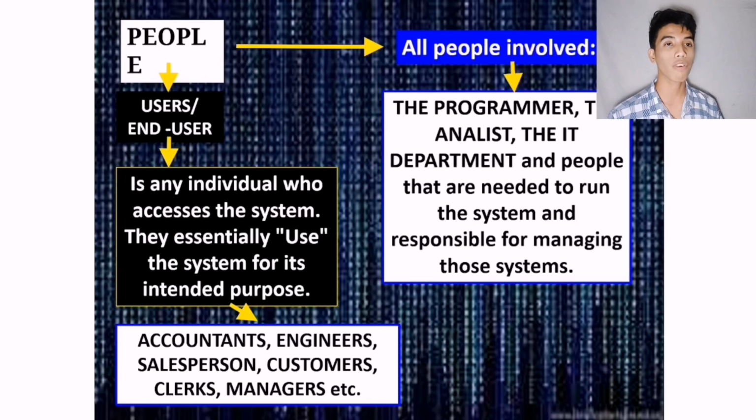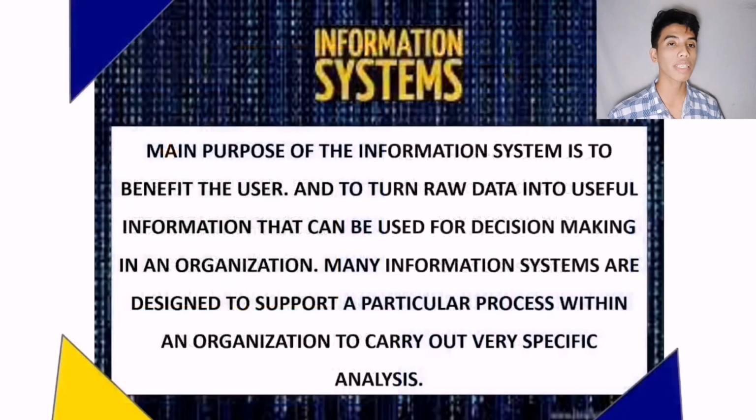It's all the people involved and responsible for developing and operating the information system. It's the programmers, computer operators, the analysts, the IT department, the people that are needed to run the system, and the procedures they follow. Information systems allow users to collect, store, organize, and distribute data. This can serve a variety of purposes for companies. Many businesses use information systems to manage resources and improve efficiency.